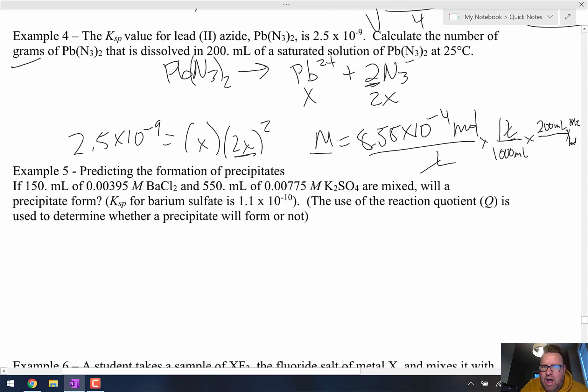Now we've got liters to cancel. Milliliters are going to cancel. So we're going to go 8.55 times 10 to the minus fourth divided by 1,000 times 200 times, let's see, what was that one? 241.2. I can't even read my own handwriting there. I think that's 241.2. If it is, I get an answer of 0.041 grams.